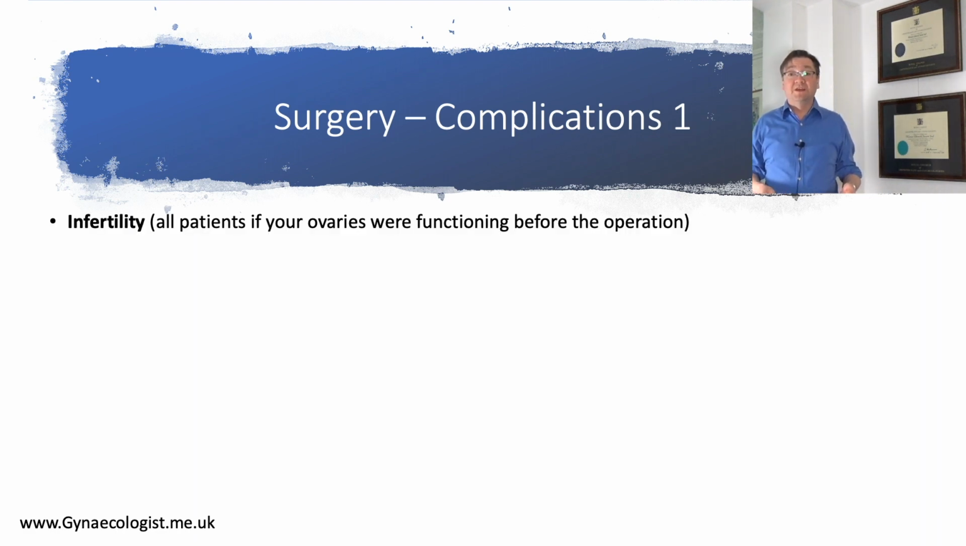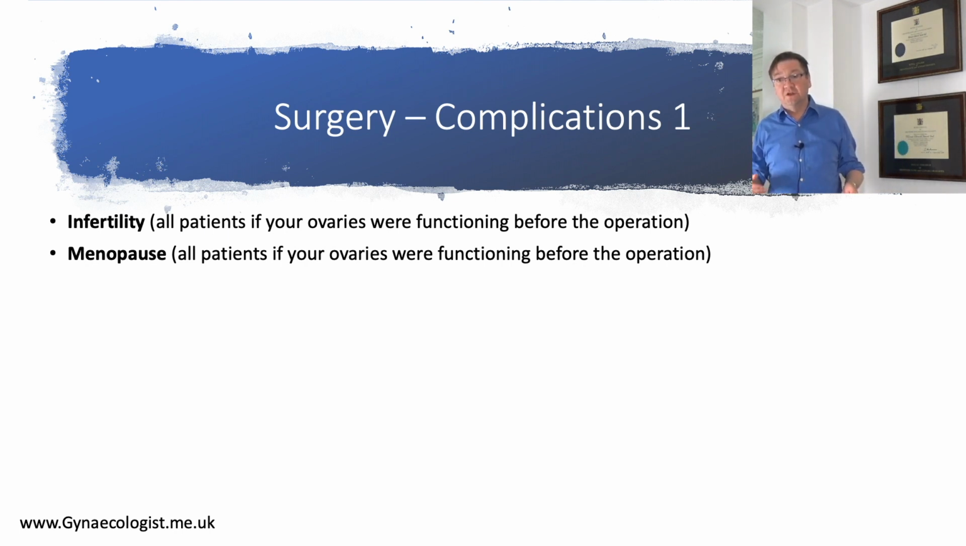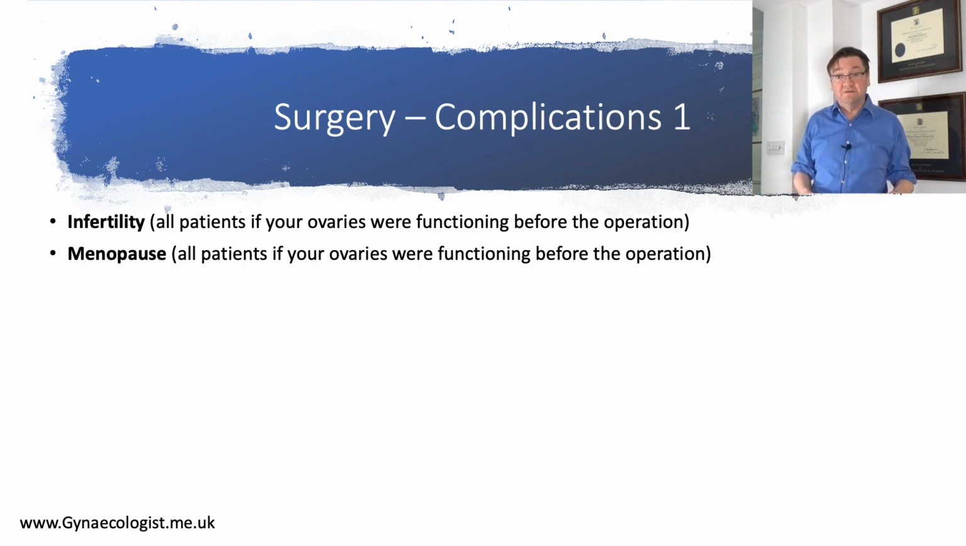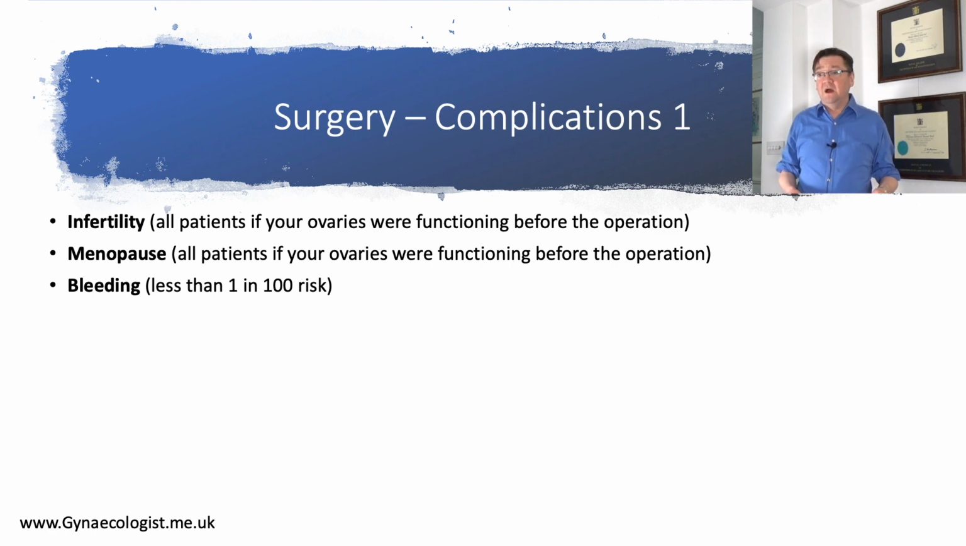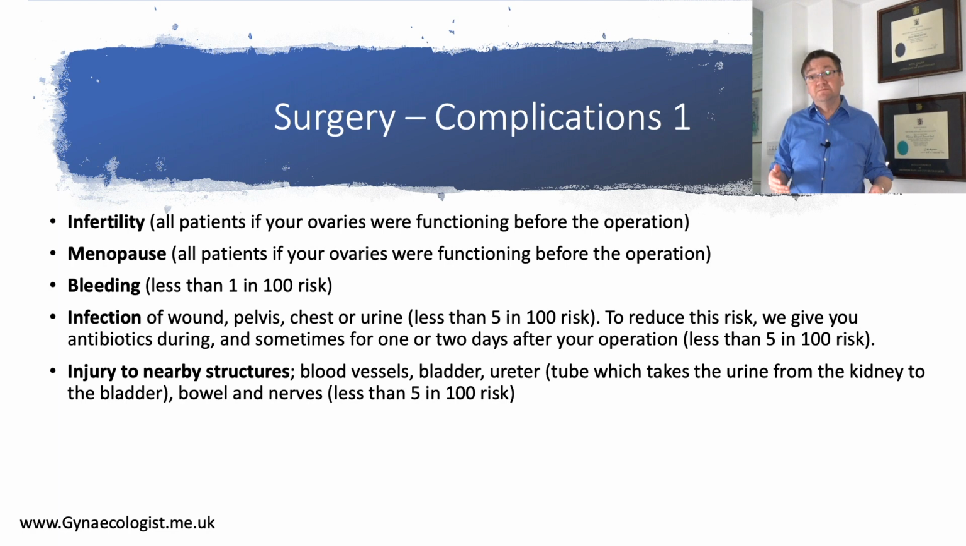So obviously the complications, well, infertility, that goes without saying because you're taking out the uterus, but it needs to be put on a consent form. Menopause is the same because you're taking out the ovaries in a non-menopausal woman. That will make them menopausal, but you need to put it on the consent form. Bleeding, obviously requiring a blood transfusion or significant bleeding, about 1%. Infection of the wound, pelvis, chest or urine, really anything you touch can get infected. Injury to nearby structures, blood vessels, bladder, ureter.